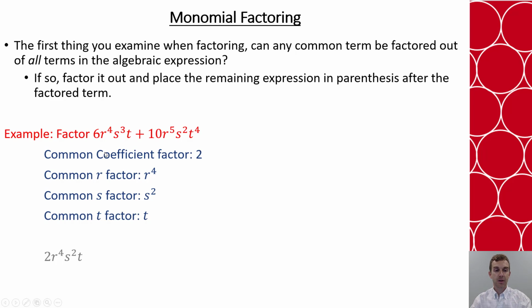So 6 divided by 2 is 3. R to the fourth divided by r to the fourth becomes 1. They simplify. S cubed divided by s squared is s, and then t divided by t becomes 1. It simplifies out. I do the same thing then with 10, and 10 divided by 2 is 5. R to the fifth divided by r to the fourth is r. S squared divided by s squared simplifies out, and then t to the fourth divided by t is t to the third. So I can think about it as I'm going to divide each of those terms in the expression by what I factored.